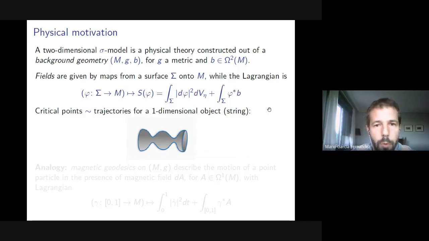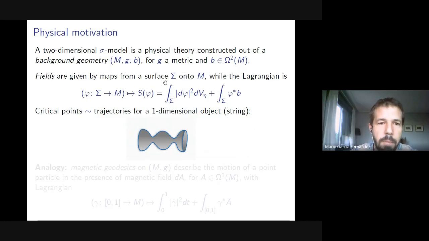Okay, in answering Jason's question, yes, H is going to be the H flux. If I think of the critical points as trajectories for a one-dimensional object, or a string, if I'm talking about string theory. Okay, so I hope this clarifies the other question about what a sigma model is.